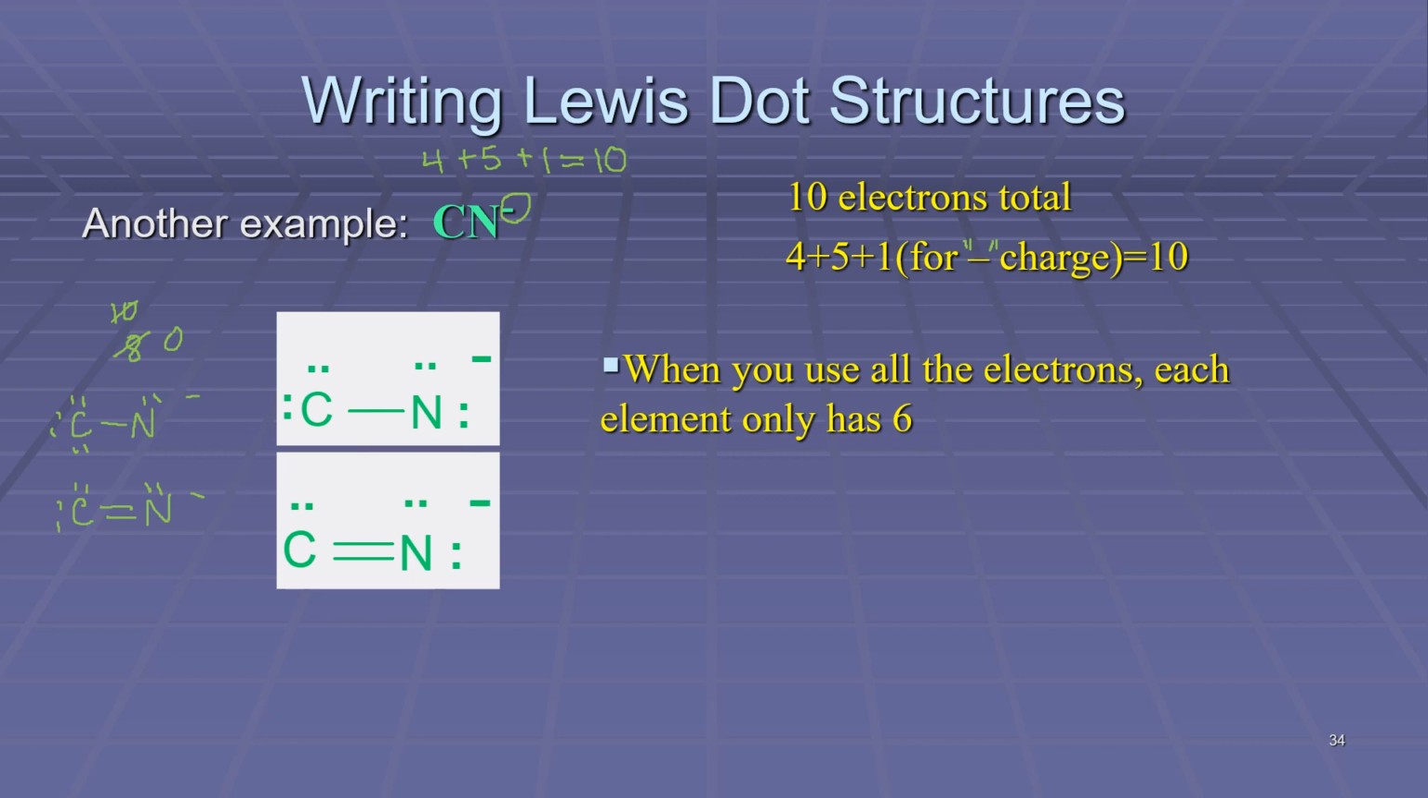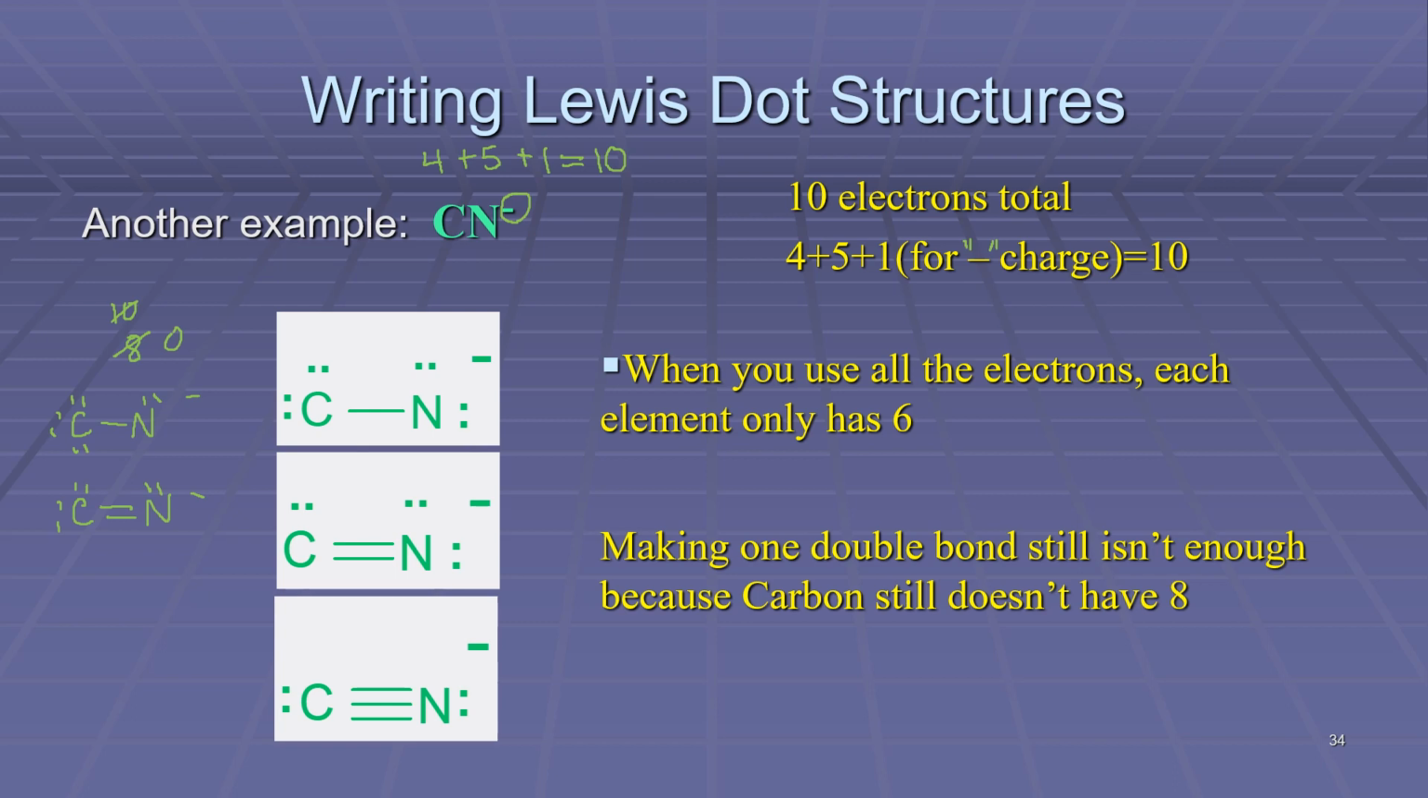So clearly, we still have to make another multiple bond because the carbon doesn't have enough in this sequence here. So if I share 1 more pair of electrons, one of nitrogen's, now it's a triple bond, so carbon has 8 electrons and nitrogen has 8 electrons. When it is an ion, it's common protocol, for a correct Lewis dot structure, to write the charge over to the right of the Lewis structure.